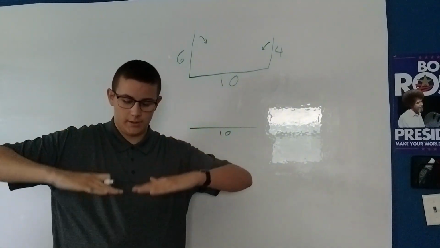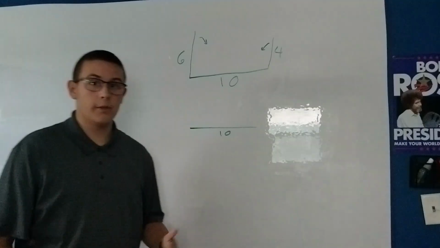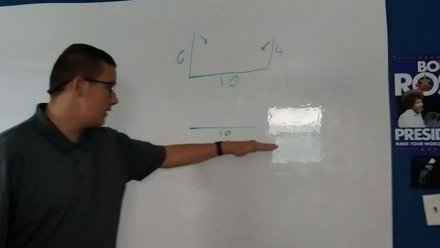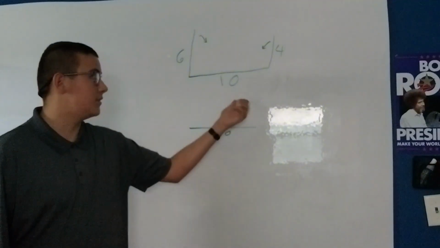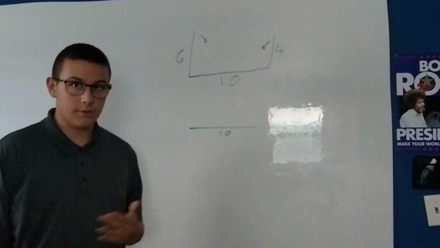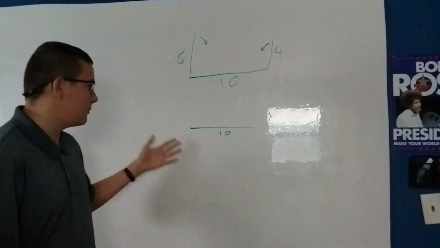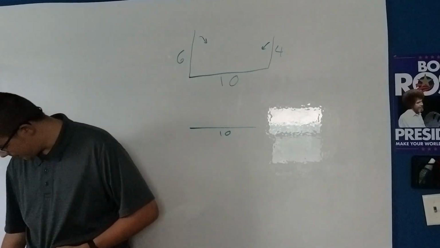They just come down and touch, and they're parallel. They become the same line as this. And if you look, 6 and 4 is 10, and the base is 10. So when you add them together, it's the same length. And that doesn't make a triangle, right?